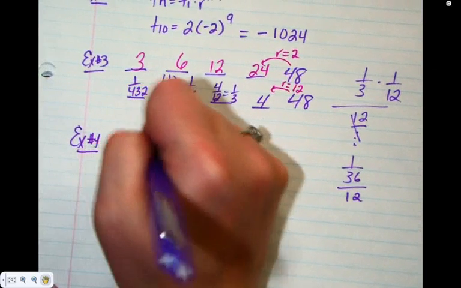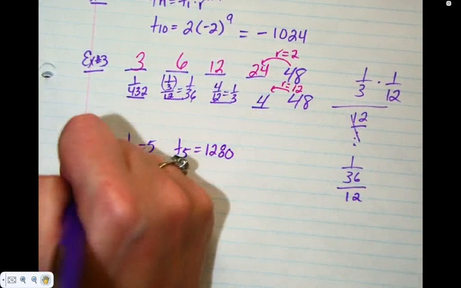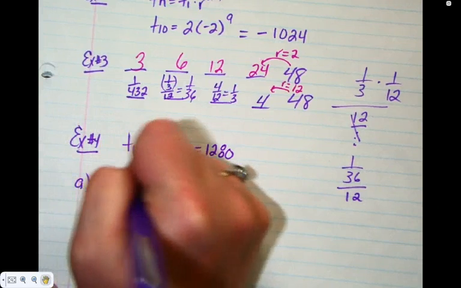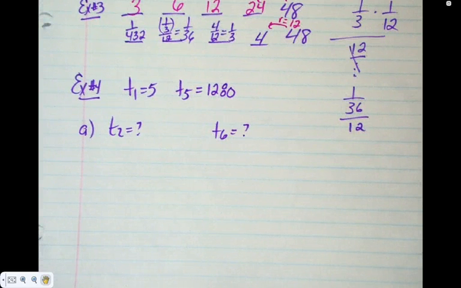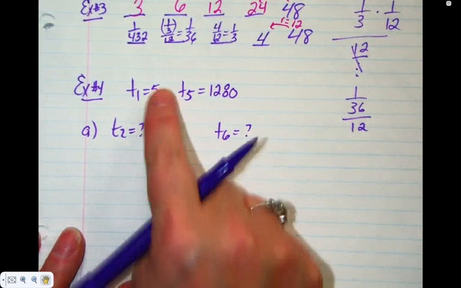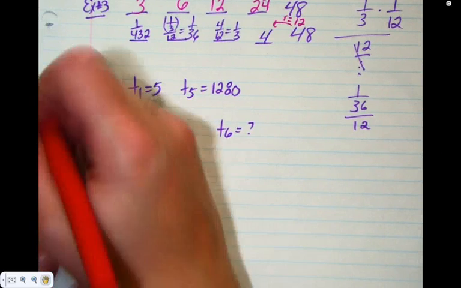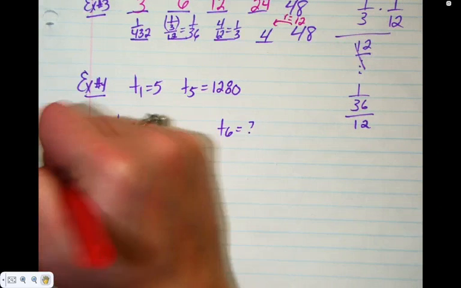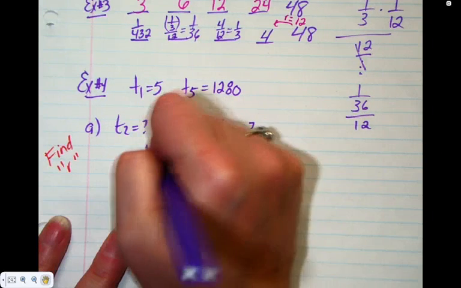T1 is 5. T5 is 1280. What is T2 and what is T6? Well, I have T1, so it's pretty easy to find T2 if I have what? R. So this is a finding R question. Any question in the homework where you need to find R is going to work exactly like this one. Going to use the Tn formula.